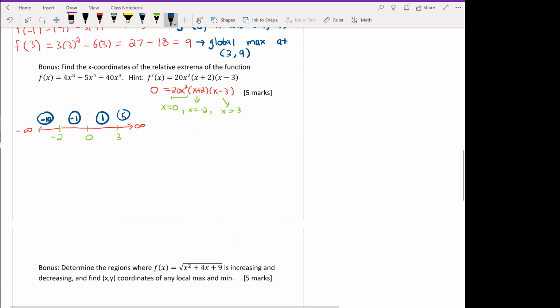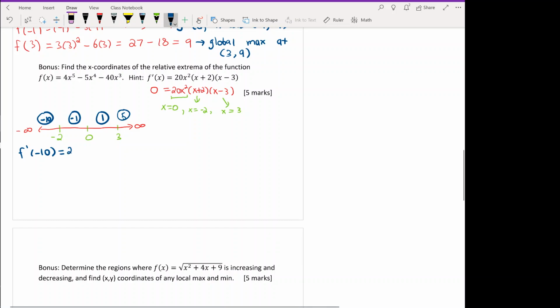Or 4, or 10. Doesn't matter. Now we do the same thing we did before with the number line stuff, is we plug the test values into the spot that gave us the critical numbers, gave us the subdivisions. So in this case, we're going to plug it into the first derivative, f prime of negative 10.